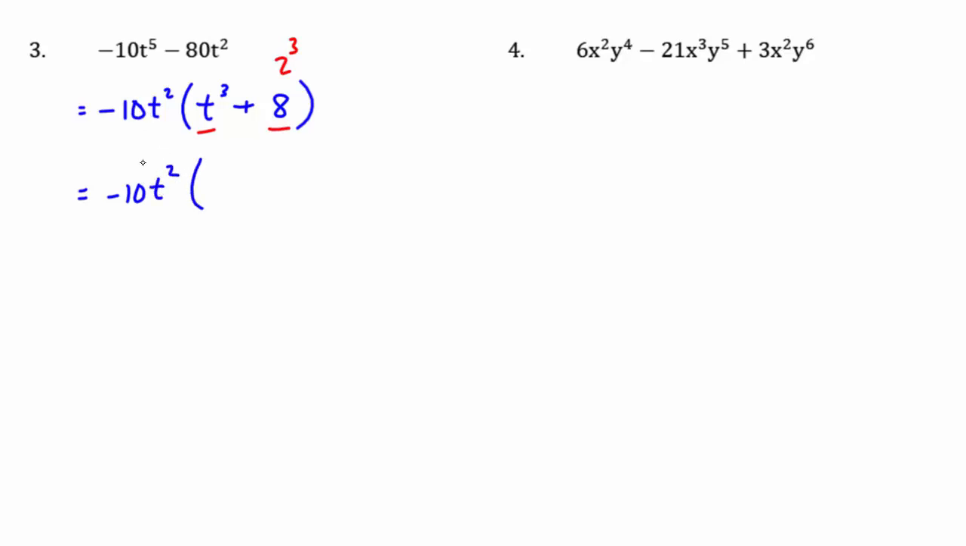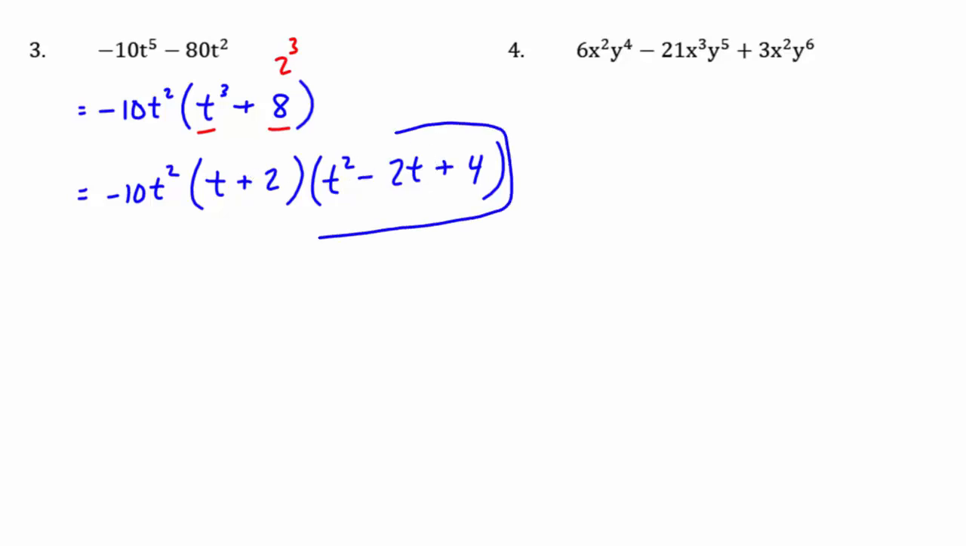So first off, I brought down this negative 10t squared. I'll drop off the cube, so it's going to be t plus 2. Square the first term, that's t squared. Multiply the 2. And square the last term. 2 times 2 is 4. I will do the opposite sign, always positive. And so this is our answer for number 3.